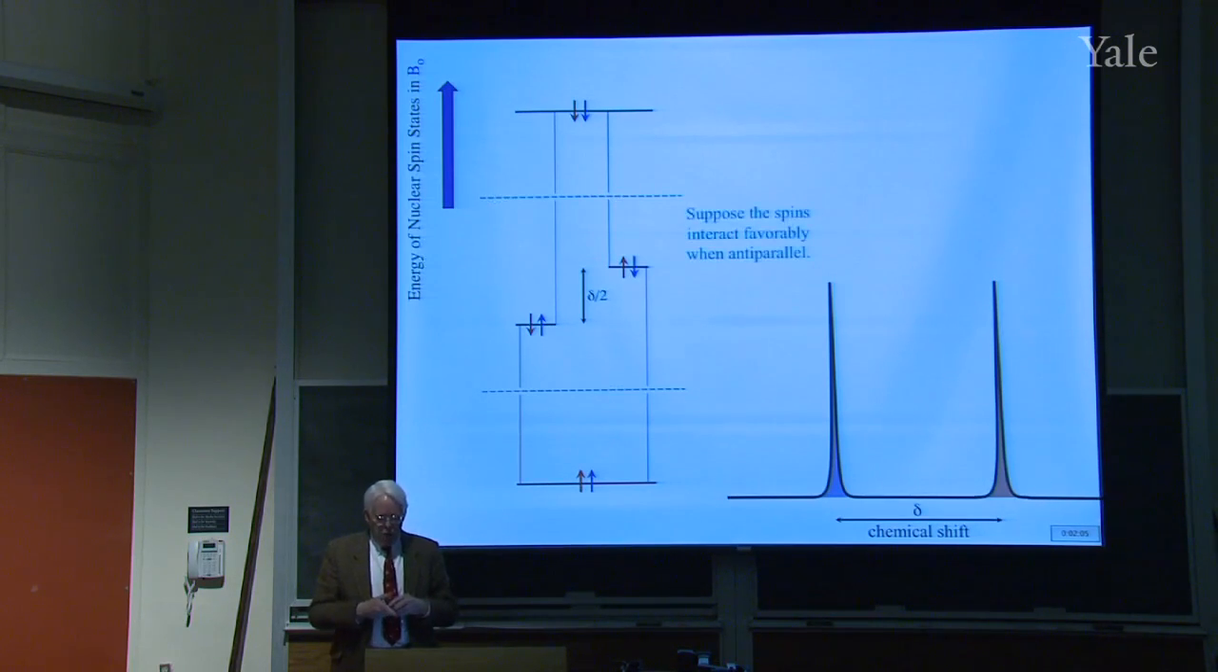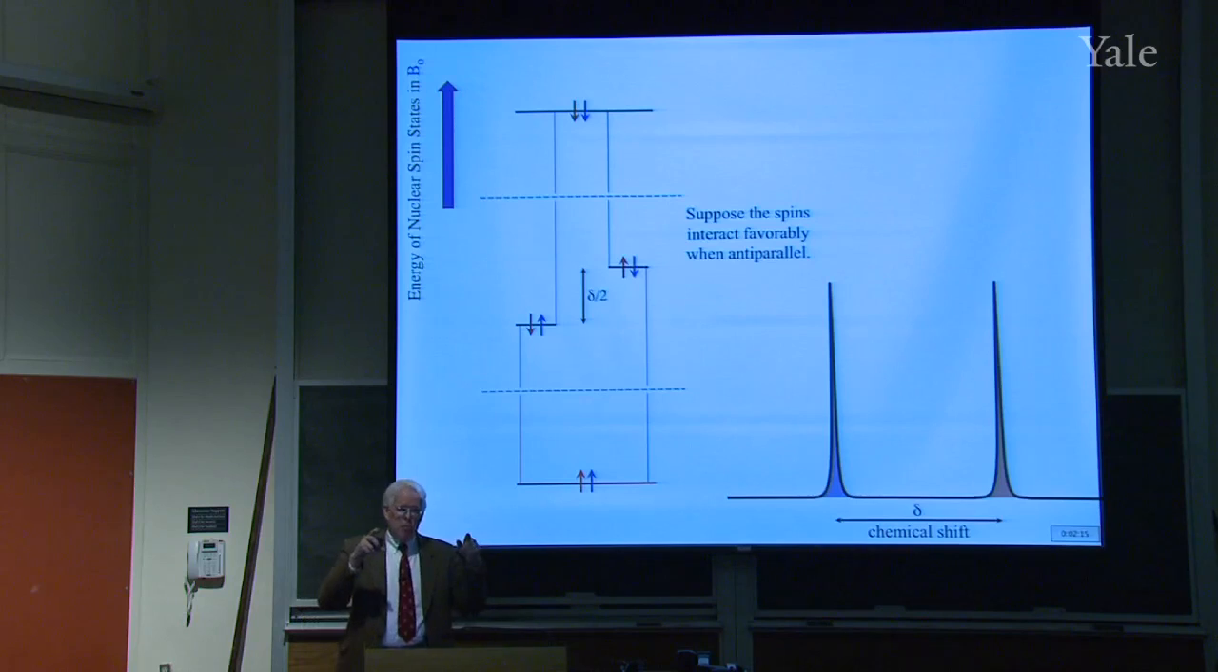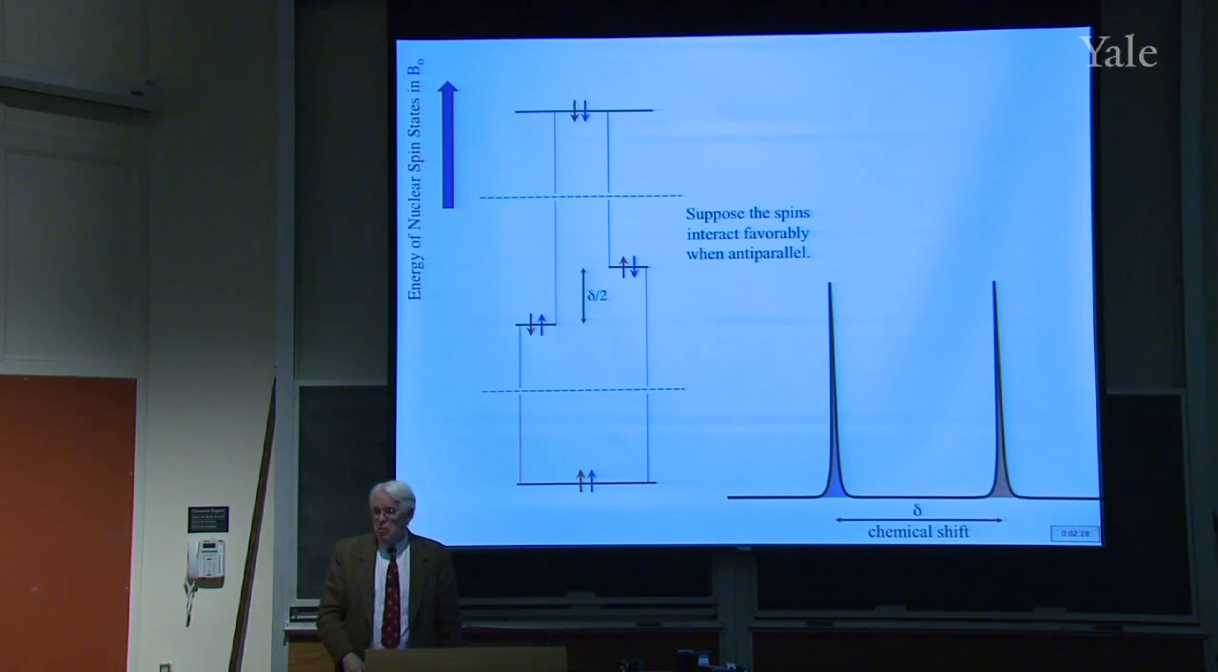And now, suppose the spins interact not only with the big blue field, but also with each other. And just suppose that their coupling through these electrons is such that they prefer to be anti-parallel. You could have the opposite sign of the coupling constant. They could prefer to be parallel, but let's suppose they prefer to be anti-parallel. So the ones where they're anti-parallel will go down in energy. The ones where they're parallel will go up in energy, okay? So let's do that.